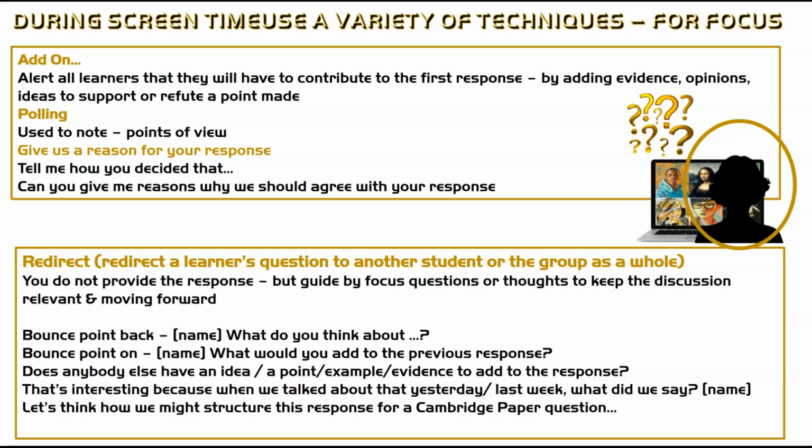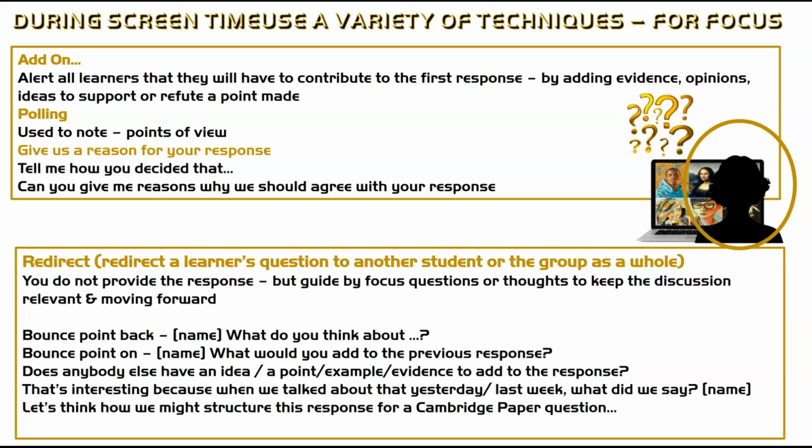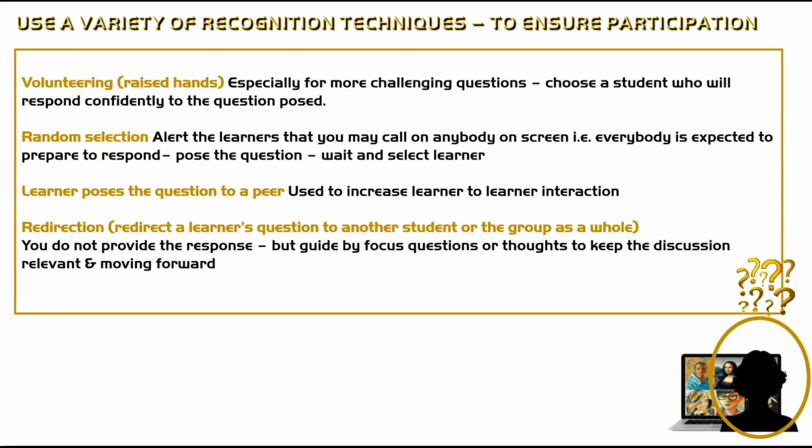That's interesting because when we talked about this yesterday or last week, what did we say, Pinky? And then let's think about how we might structure this response for a Cambridge paper question. You can also, in terms of participation, use volunteering, raised hands, random selection. Tell them at the beginning you're going to call on anybody, so everybody must be prepared. Learner poses the question to a peer, or redirection, as I said on the previous slide. Redirection, where you redirect from one student or learner to the other.